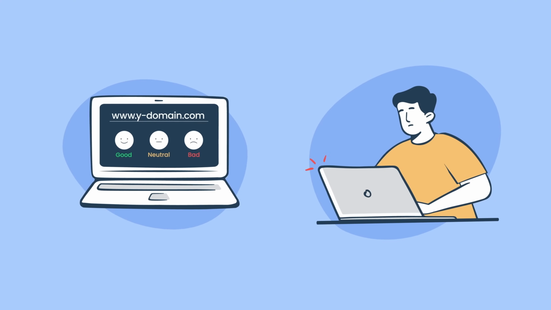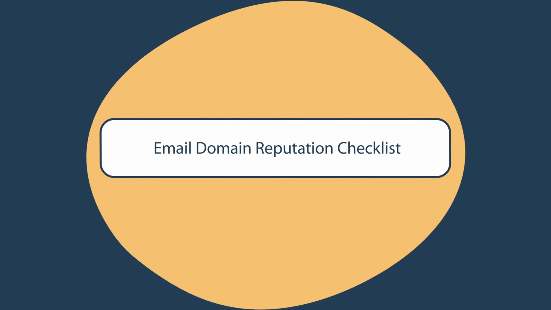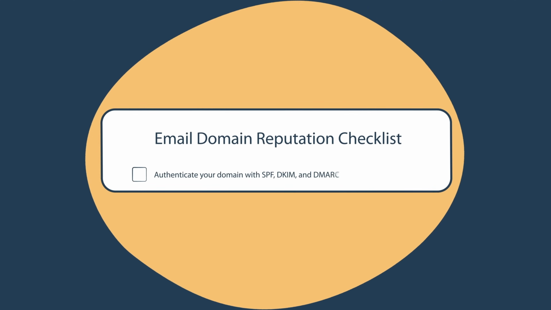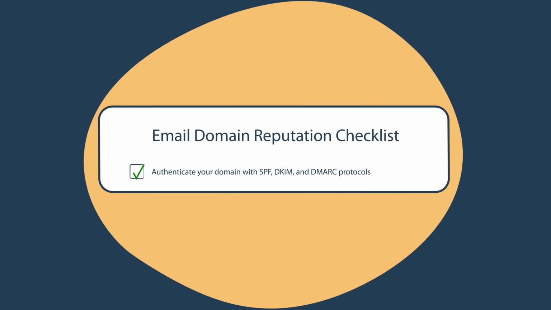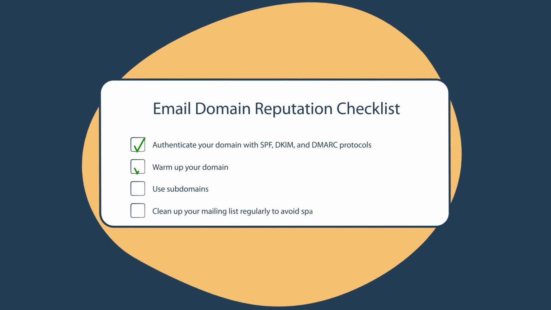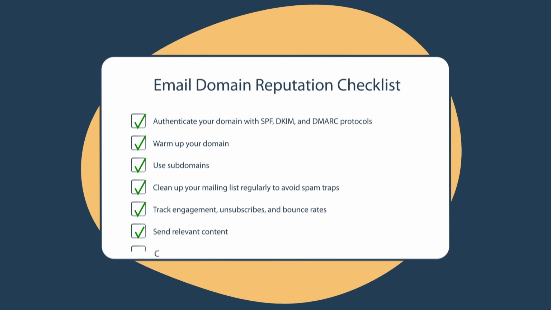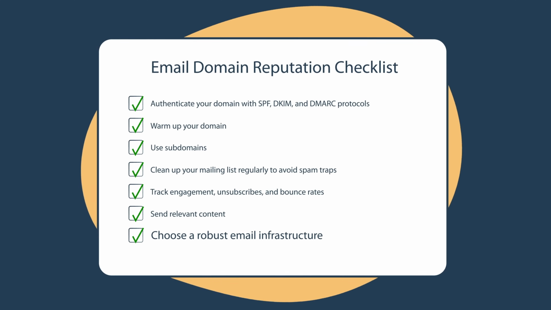Can a tarnished email domain reputation ever be improved? While it might be a challenge, improving email domain reputation can be done by, 1. Following good email practices, such as using authentication protocols and subdomains, warming up your domain, cleaning your mailing list regularly, and sending relevant content. And 2. Building a robust email infrastructure.